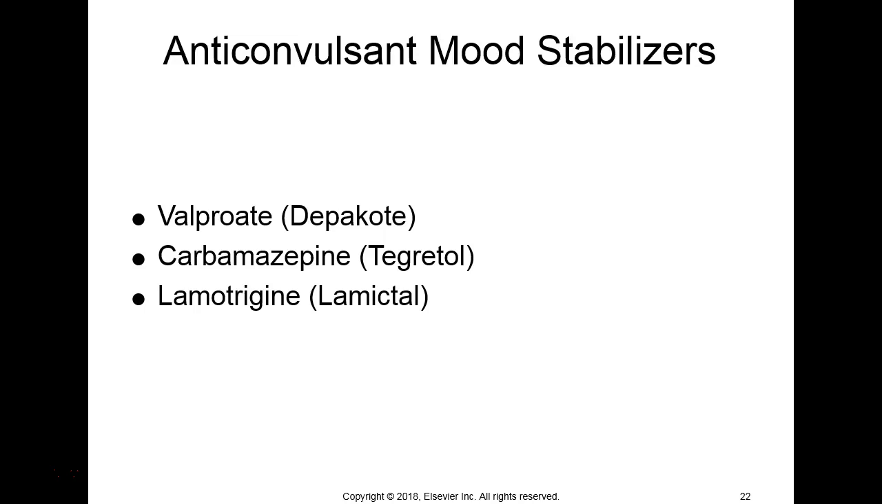We also use anticonvulsant mood stabilizers. So Depakote, Tegretol, Lamictal, those are the very most common ones. Depakote and Tegretol also require monitoring of a serum level. So you might see valproate levels or carbamazepine. You kind of have to know both names, the generic and the trade name for these medications, because I do see valproate levels and carbamazepine levels. So you need to know that that's Depakote and Tegretol.